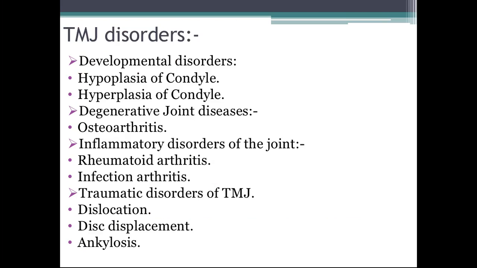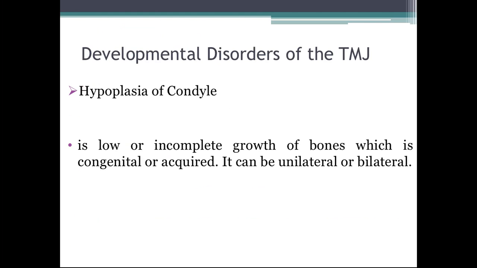TMJ disorders: the developmental disorders, which are hypoplasia and hyperplasia of the condyle; degenerative osteoarthritis, we have examples of these; inflammatory disorders, which are rheumatoid arthritis and infective arthritis; also we have traumatic disorders, which are dislocation, disc displacement and ankylosis. Developmental disorders, we start first with hypoplasia of the condyle.